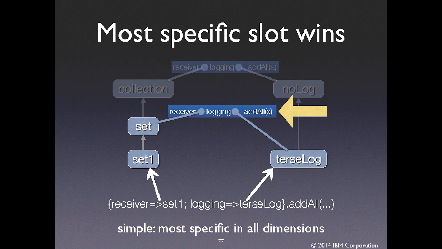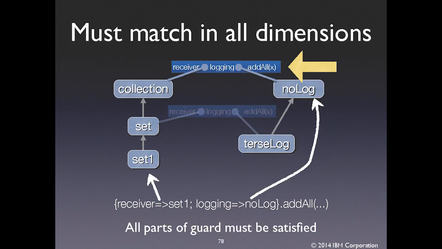No big deal there. Another one that's come up is a slot must match in all of the dimensions. So the inheritance gives us a form of or, and the different dimensions give us a form of and. So it's a little bit like and-or trees.